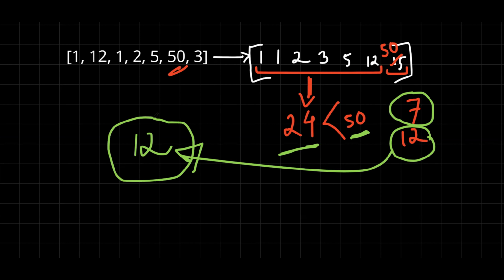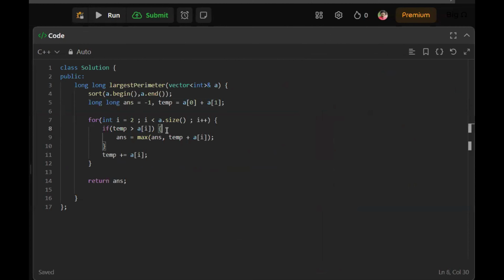Now let's move on to the code. In this problem, the code is pretty simple. At first, we are given a function named largest perimeter, which has a vector of int as a parameter. Here we have to first sort the input vector. After that, we have to determine whether we can make a polygon or not. Initially, we initialize a variable answer with -1 and initialize the temporary variable with the summation of the first two sides. Now, we run a loop from the third element till the last element of this input array.